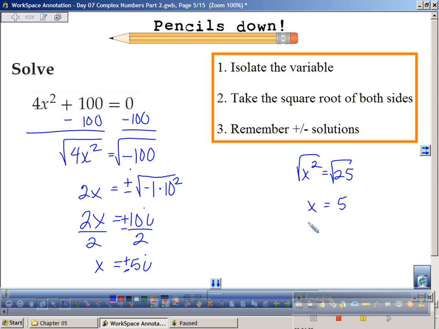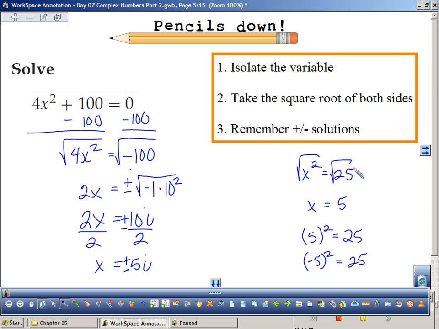Well, check this out. So 5 squared, putting it in the original equation, should equal what? Well, but doesn't negative 5 squared also equal 25? So do you see why we need both the positive and the negative? Okay. That's exactly why, right there. Because both work. Both work in that case.